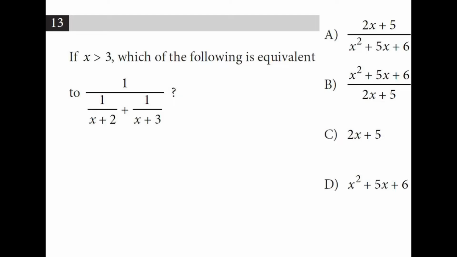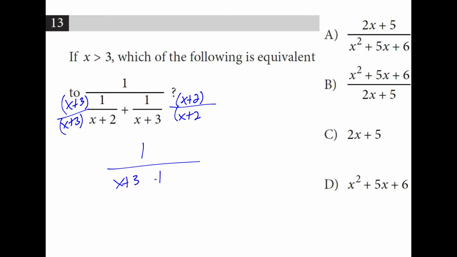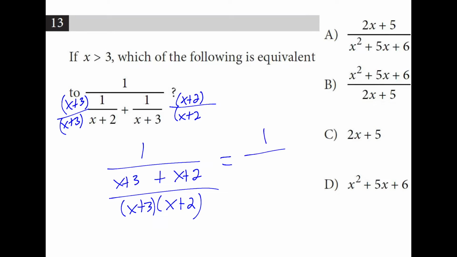I want the denominators to match, so I'm going to multiply this by x plus 3 over x plus 3, and this one by x plus 2 over x plus 2. Those are other forms of 1, and they'll have the same denominator now. So I have 1 over x plus 3 plus x plus 2 all over x plus 3 times x plus 2. If I combine these, I get 1 over 2x plus 5, and this will be x squared plus 5x plus 6.